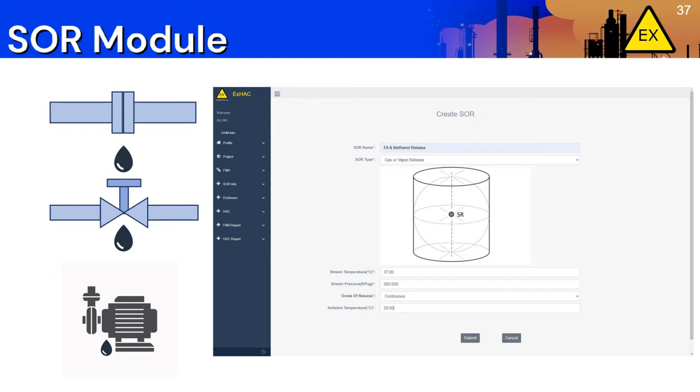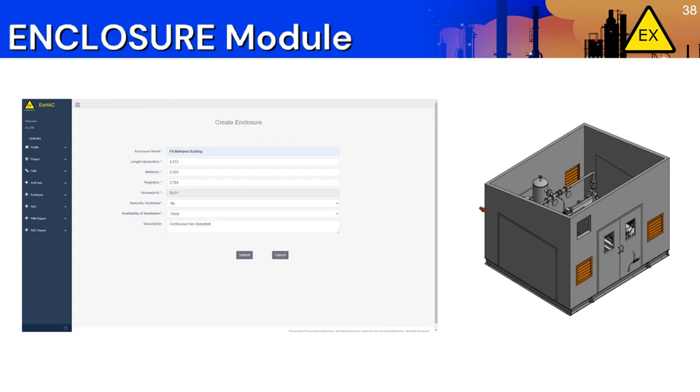The ExHAC SOR module allows you to configure a source of release sources for analysis. The application can simulate both gas and evaporative pool releases using formulae defined in the IEC standard. The ExHAC Enclosure Module allows you to configure an enclosure surrounding a release source. The application supports both forced ventilated and naturally ventilated applications.